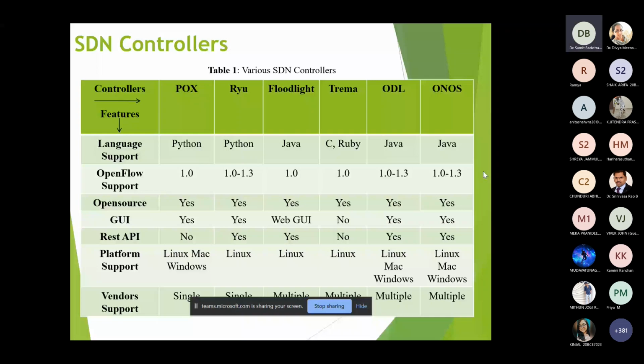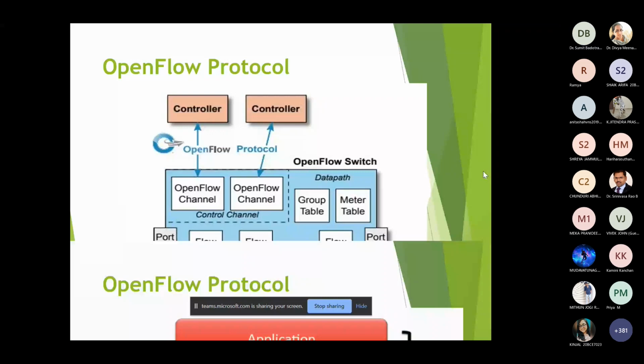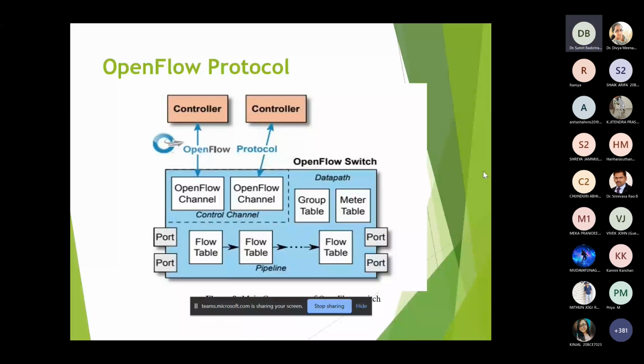Now let us discuss your OpenFlow protocol. I have already told you OpenFlow protocol acts as an intermediate communication protocol between your control layer and hardware abstraction layer. So basically it decouples your control logic from one place to another. So this is basically the OpenFlow protocol working mechanism. You can see here. In the OpenFlow protocol, we have the OpenFlow channel, flow tables, port tables, group tables, and meter table.